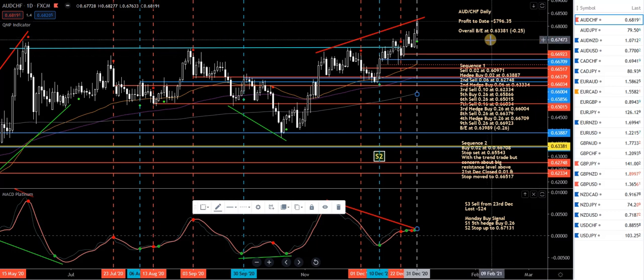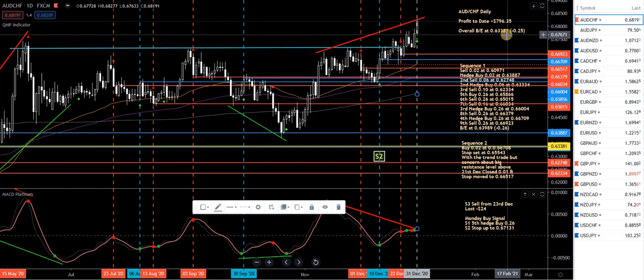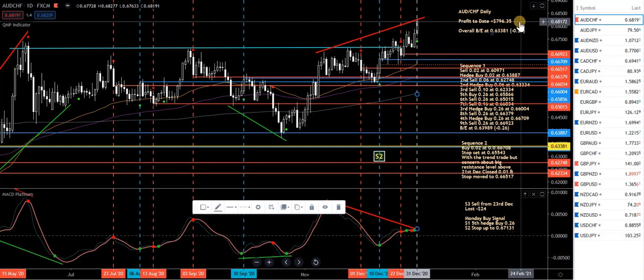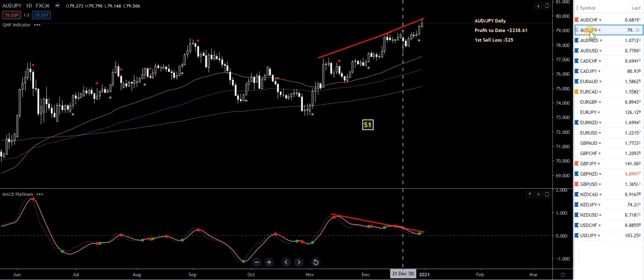This is a pair I'll be ditching once I clear these trades. I don't like trading this pair much. Profit to date, $796. That's in total since I started trading this pair based on a 0.02 lot, which is 20 cents a pip. So that's the profit to date. It's all in the shared spreadsheet. You can see all that. All right, let's go to the next one. Aussie Yen.